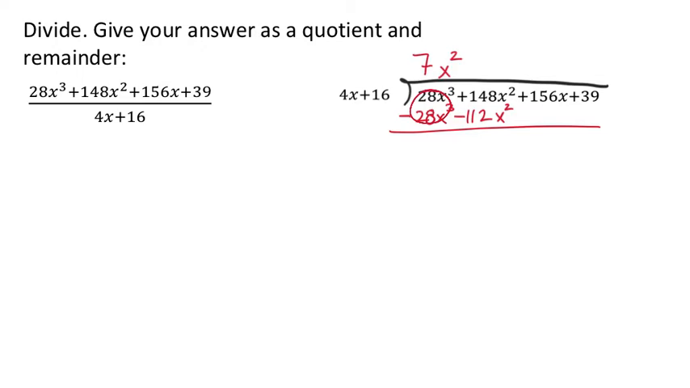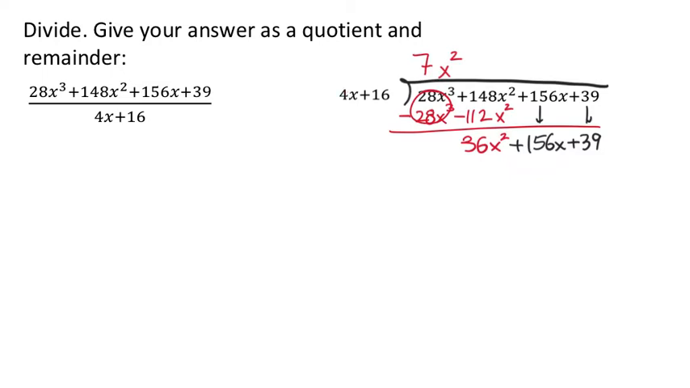Yes, I did put that in the calculator because I don't trust myself this early in the morning. But I get 36x squareds from that. Everything else drops, and this gives me a new expression to work with, 156x, and then plus 39. I didn't check this in the beginning. I guess I've kind of gotten used to it, but this was already in descending order, by the way, so we didn't have to actually rearrange the order.